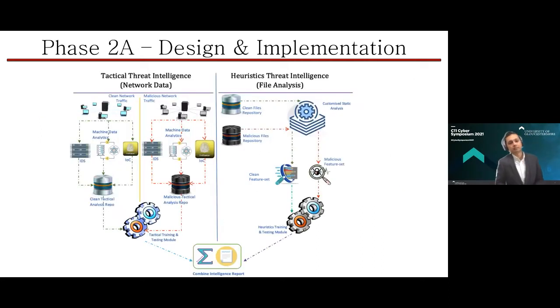Phase 2A design implementation. It's a little technical diagram, but I won't go into details. We've got two main parts here: tactical threat intelligence, which is the network data that we retrieve from the enterprise network, and on the right hand side, heuristic threat intelligence or file analysis. On the left hand side, our machine learning algorithms learn from the network data and the personalized logs, and identify the anomalies based on the normal data, saying that this is normal and this is not normal for this specific network.